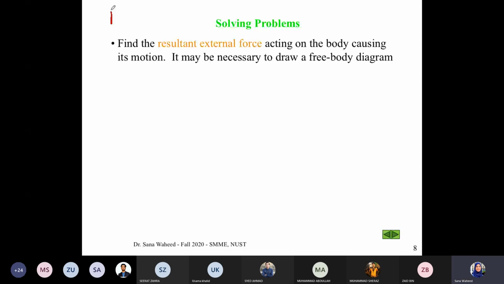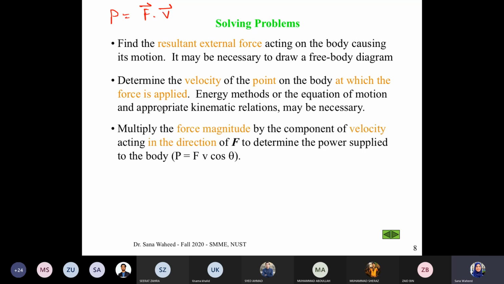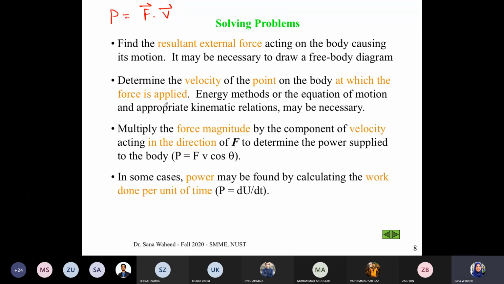Again, remembering that the power is a scalar quantity, which is given by the dot product between the force and the velocity of a particle or a body. So what we need to do to find the power is find the force and the velocity of the object or the particle on which that force is acting. To find the velocity, we can either use our previous equation of motion and the kinematic relationships, or we can directly use the principle of work and energy, whichever one is quicker. And then it's just the dot product, so nothing too complicated.